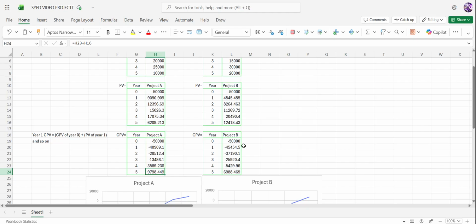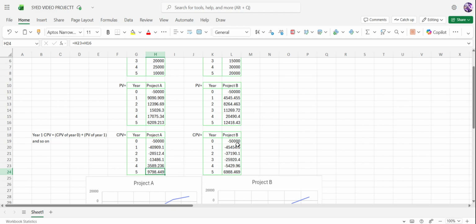Year 0 is negative 50,000, obviously. Year 1 is negative 40,909. Year 2 is negative 28,512. Year 3 is negative 13,486. Year 4 is 3,589. And year 5 is 9,798.